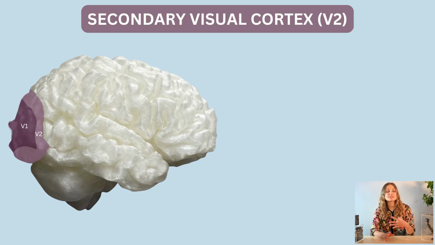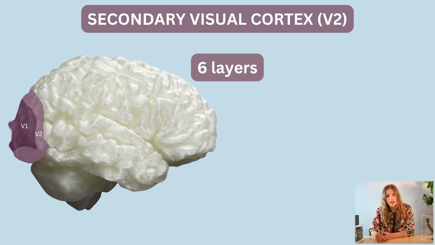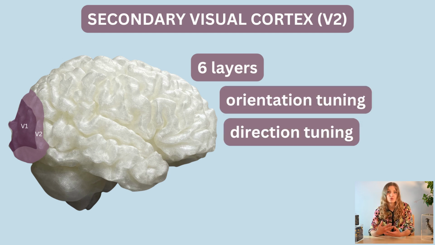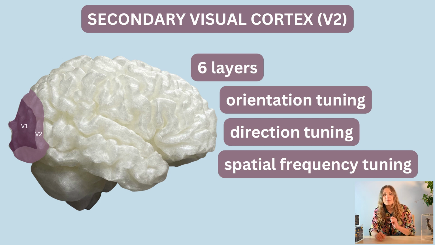Each hemisphere houses its own V2. It's composed of the dorsal and the ventral parts. Just like V1 and the rest of the cerebral cortex, V2 is composed of 6 layers. And neurons in V2 share many properties with those in V1, like tuning to specific orientations, directions, or spatial frequency, etc. But they also have new, more complex properties.